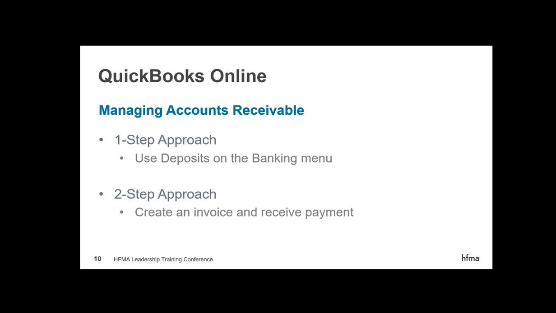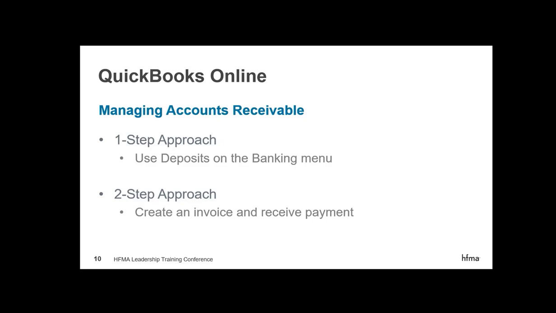And so the first option is a one-step approach that is the easiest and most common amongst our chapters that I see. It is a shortcut method that will allow you to receive payments immediately by using deposits on the banking menu. The other option is a two-step approach that is also known as the accrual method. With this method in particular, we'll learn to create an invoice and then receive a payment.